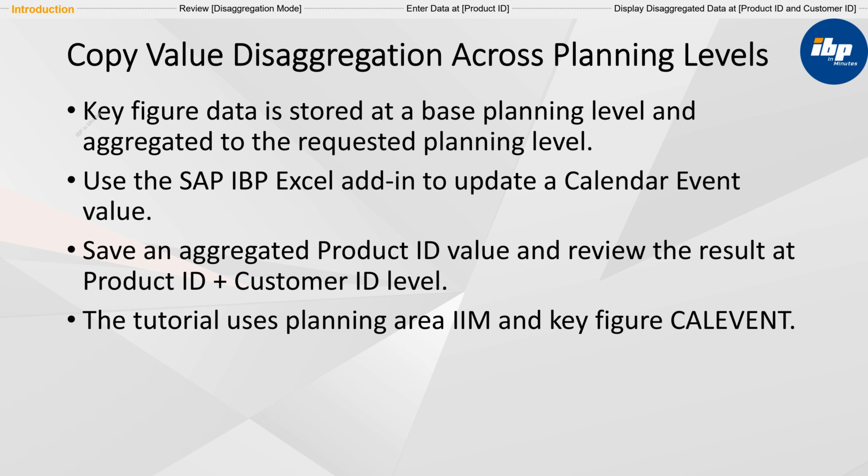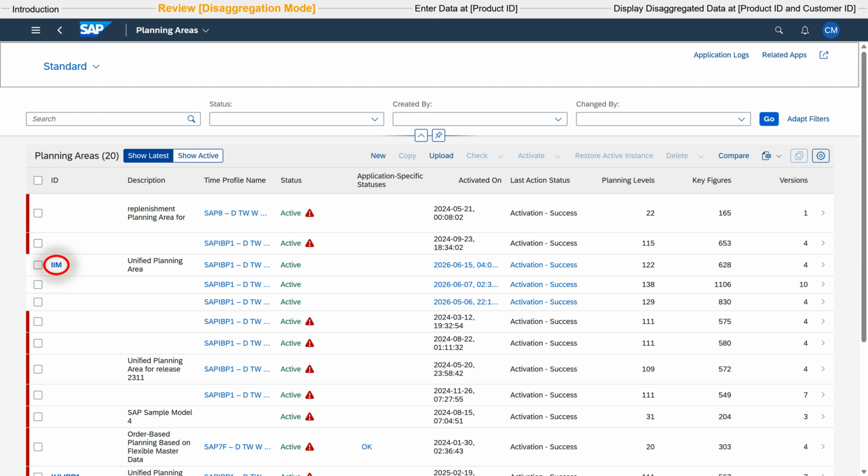Next, open the SAP IBP web application to review the key figure setup. Before working in Excel, the planning areas list is displayed in SAP Integrated Business Planning. The IIM planning area is highlighted. Open this planning area to review the model used in the example.